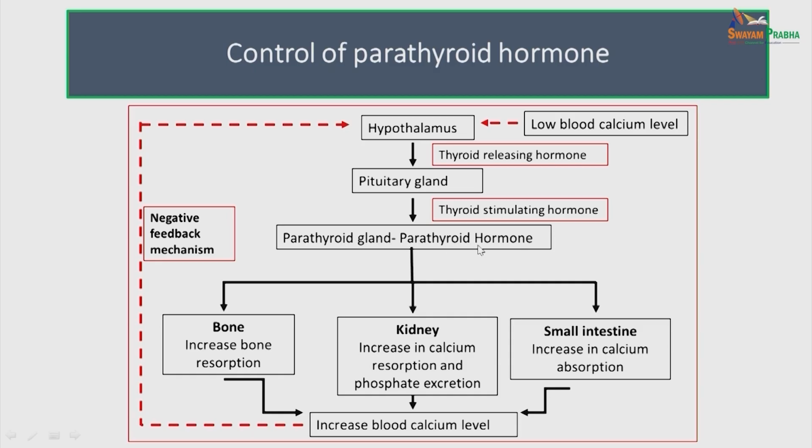The parathyroid hormone acts on the bone to increase bone resorption. It acts on the kidney to increase calcium resorption and phosphate excretion. It acts on the small intestine to increase calcium absorption. The end result is an increase in the blood calcium level.